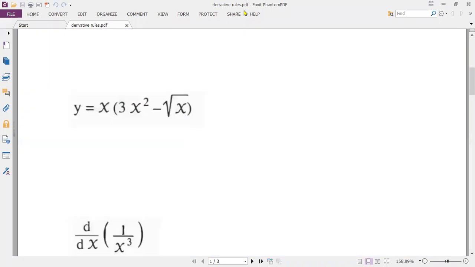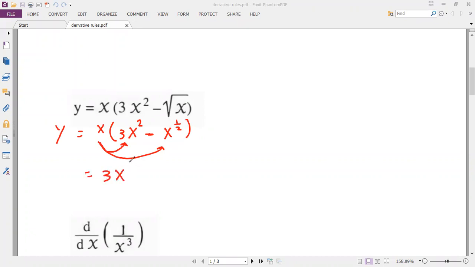Here in this function, I have x multiplied by 3x to the power of 2 minus square root of x. We can write it as x to the power of half. Then do expanding. Multiply x by all terms inside the brackets. So x multiplied by 3x squared is going to be 3x to the power of 3. Minus x multiplied by x to the power of half is going to be x to the power of 3 over 2.